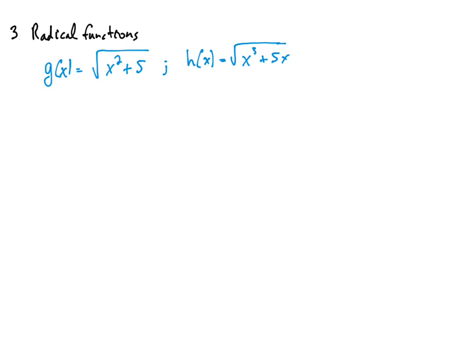The last type of function is a radical function, and a radical function is a function that has a radical, and specifically where the input variable is inside the radicand, so underneath the radical. So how do we find the domain, or what is the domain for a radical function?